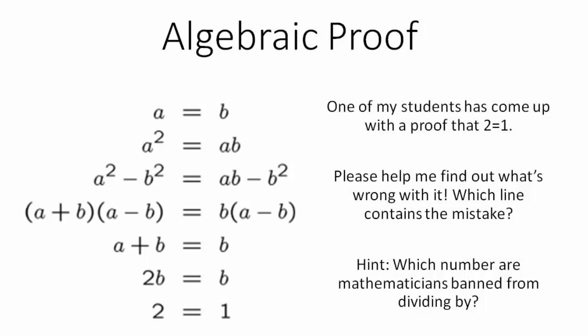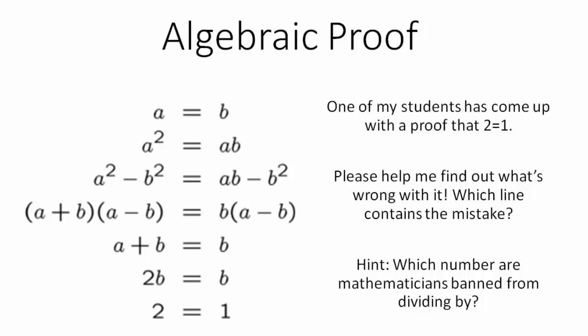Well, I'm going to give you a little hint here. What numbers are mathematicians banned from dividing by? Do you remember the answer? I'm sure you do. It is 0. If you start dividing by 0, you end up with things like 2 equals 1. That's why mathematicians aren't allowed to divide by 0. Now, did I divide by 0?